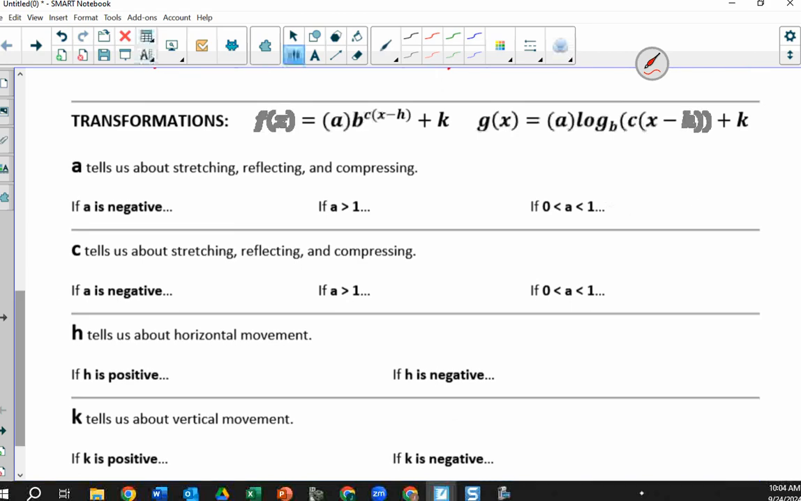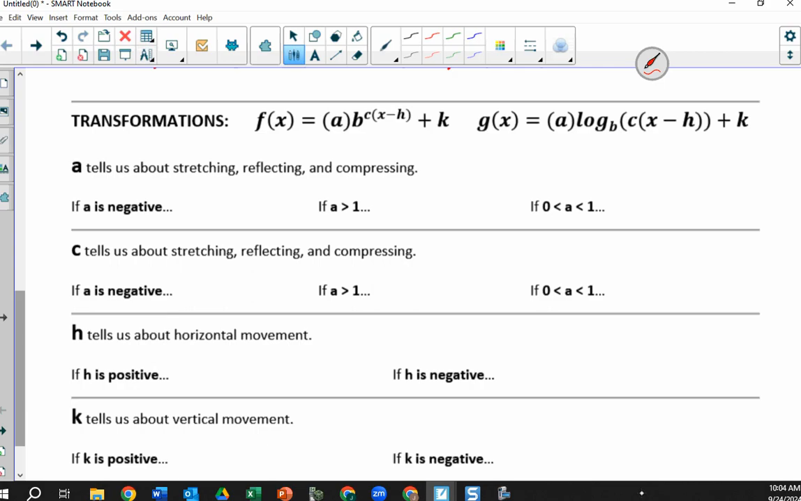Okay. This looks kind of scary, like there's a lot of information. But this is just all the different types of transformations that can happen. Okay? A, that coefficient in front, tells us if we're stretching our graph, if we're flipping it over something, or if we're compressing it. So if A is negative, what does that mean? Like if you have a negative leading coefficient.